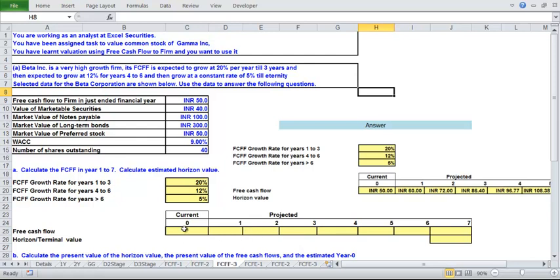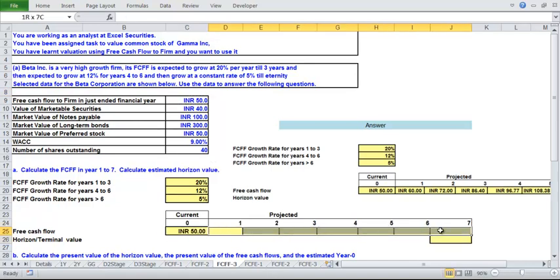So we can see that the free cash flow for the just ended financial year is given as 50, and we have to compute the free cash flow for the next 7 years. So for the first year it will be 50 into 1 plus the growth rate in the first 3 years. So we are going to fix it because we have to drag it for the next 3 years. Then after that it will be 1 plus 12%. This will go for the next 3 years, and the seventh year it will be this into 1 plus 5%.